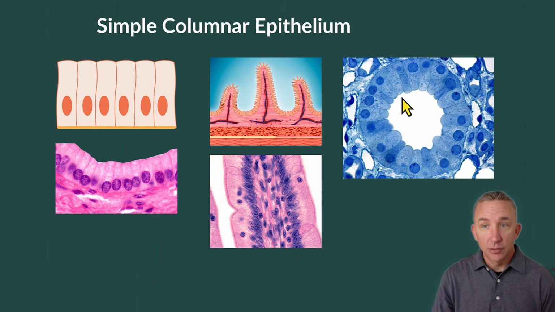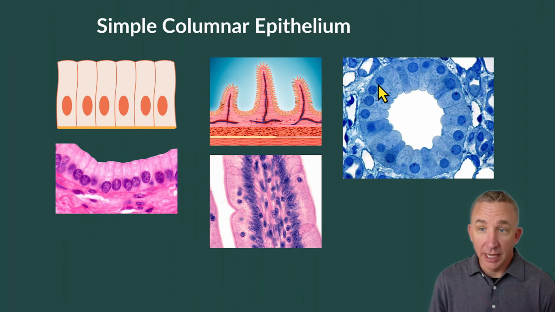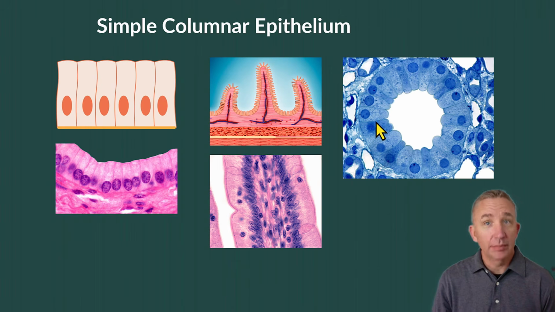Inside of the tube or lumen, this surface is the apical surface. And I like this picture because it clearly shows nice round nuclei, and then the lining of the cell or boundary of the cell, my basement membrane, my plasma membrane, or cell membrane. So this is simple columnar epithelium.